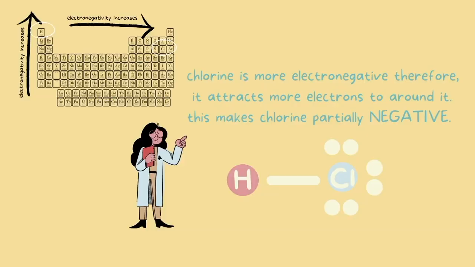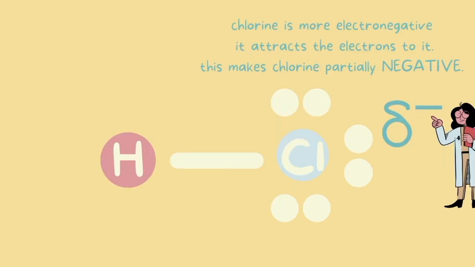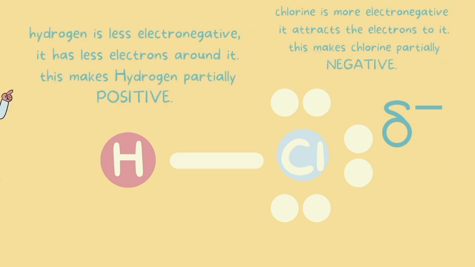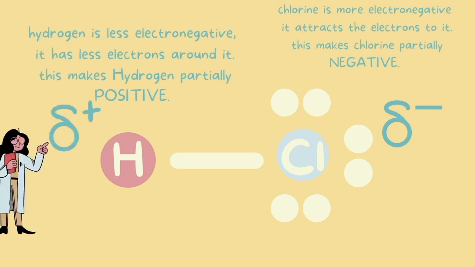Therefore, it attracts more electrons around it, and this makes chlorine partially negative. We're going to represent this partially negative with a delta sign and a negative sign after it. By the way, delta means slightly, so slightly negative. And hydrogen is less electronegative. It has less electrons around it. This makes hydrogen partially positive. And we're going to represent this with the delta sign again and a positive sign, so slightly positive.